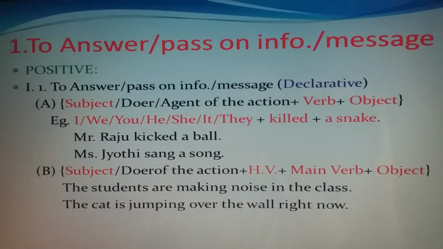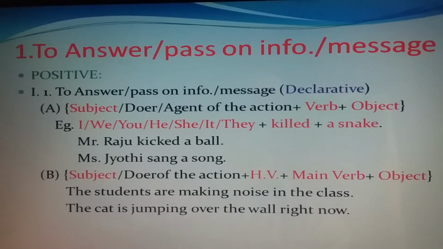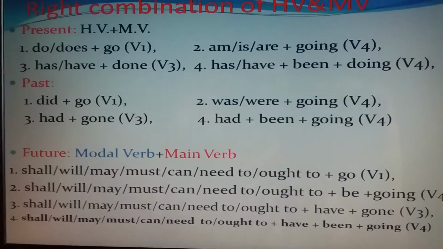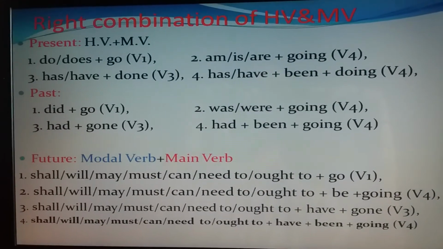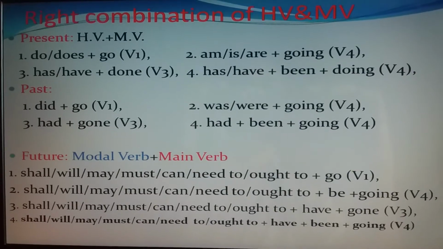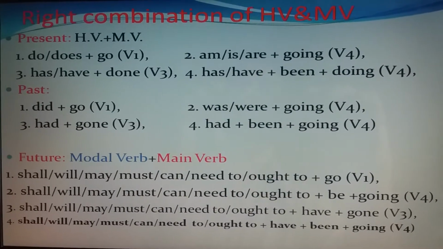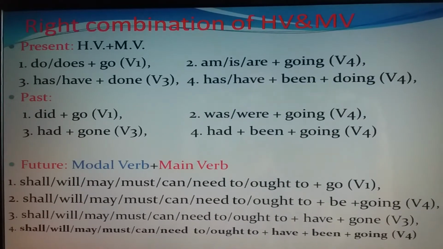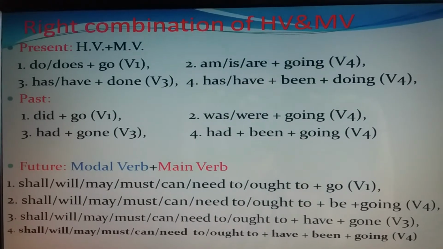In the same way, if you want to use negative structure, before using negative structure, let us move on to the additional information here. What type of helping verb and what type of main verb we need to use according to the correct combination. The correct combination of helping verb and main verb in the present tense: if you take do or does as helping verb, you need to take the present main verb, suppose go. Do go or does go.